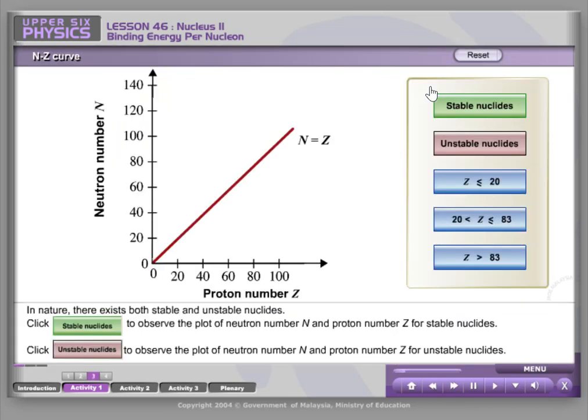In nature, there exist both stable and unstable nuclides. Click the Stable Nuclides button to observe the plot of neutron number N and proton number Z for stable nuclides. Click the Unstable Nuclides button to observe the plot of neutron number N and proton number Z for unstable nuclides.